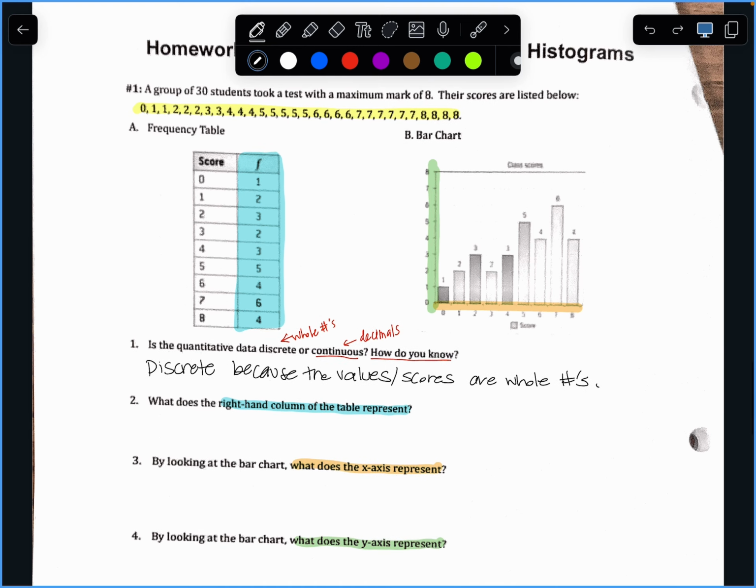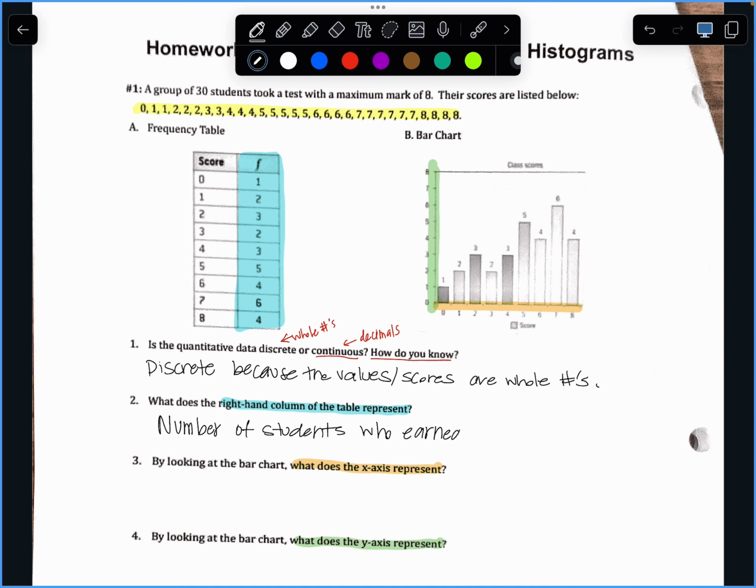What are we talking about? Are we talking about workers at Starbucks? We're talking about the test. The frequency. We're talking about the students. Right? We got to find the noun. The noun is students. So the right-hand column is talking about the number of students, right? Because it's a number of students who scored what? Who earned each score, right?